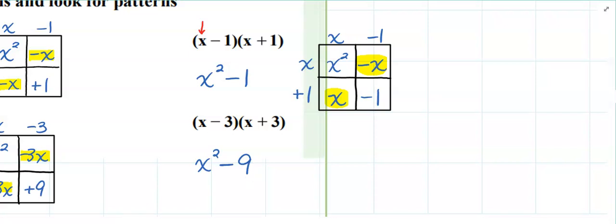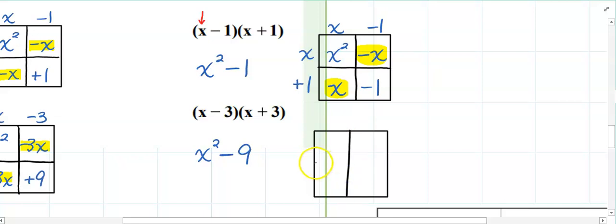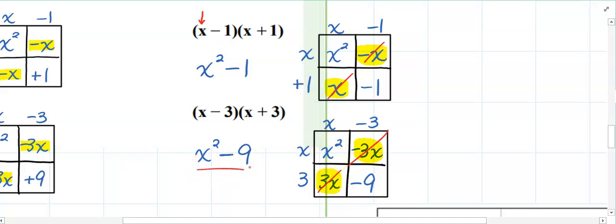9. Let's check it with our box method. With the box, I have x take away 3, x plus 3, which gives me x squared minus 3x, positive 3x, and a negative 9. Notice the 3x and the negative 3x cancel out, just like they did in our first example, and we're left with x squared minus 9, which is precisely what we thought we would get. This is a special case scenario.